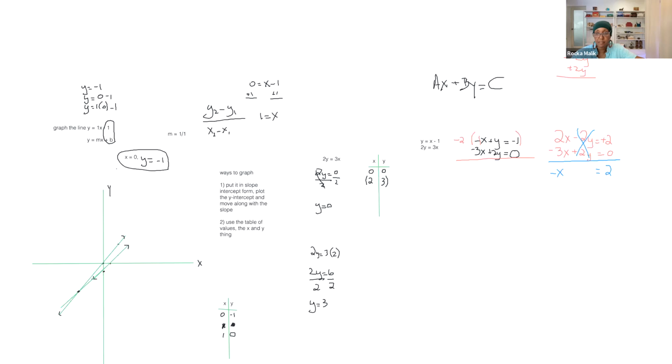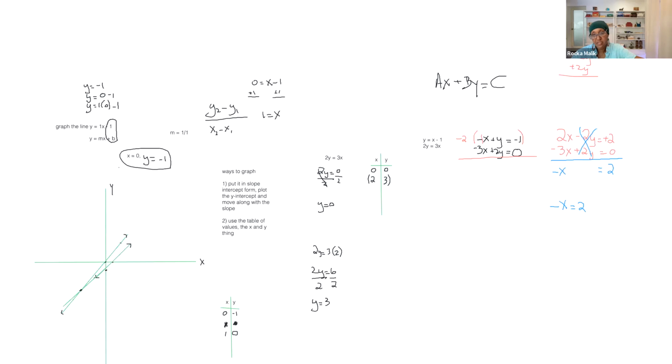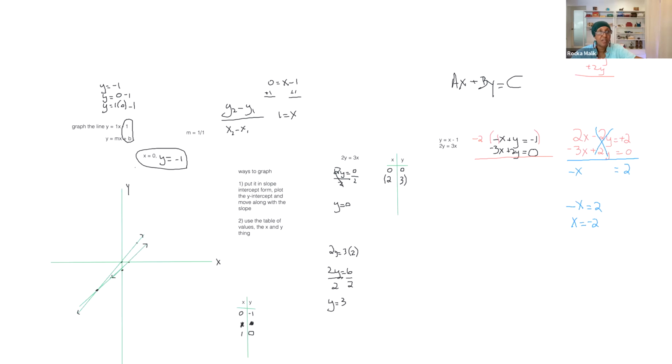So I have -x equals 2. And I'm gonna change the sign, because I don't want a negative variable. If I change this sign, I'm gonna change this sign also. So this becomes x equals -2. And I'm gonna save that. I'm gonna put a little sticky note up here that says x equals -2. I'm gonna save that.